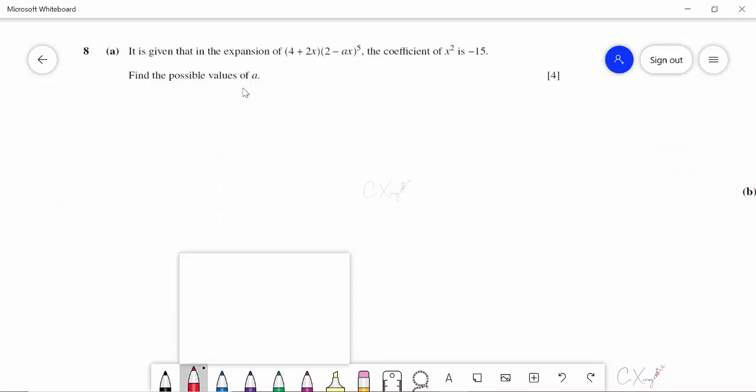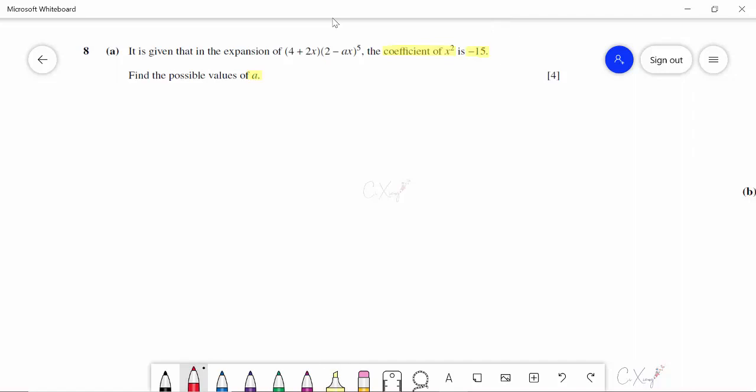Okay, so now we have question number 8. For question number 8, you can see that they give you an expression like this, and they want you to expand it. Before you expand, they give you the information that the coefficient of x squared is equal to -15. Okay, so find the possible values of a.